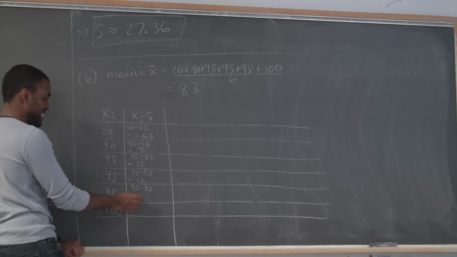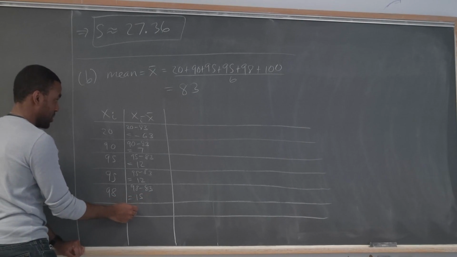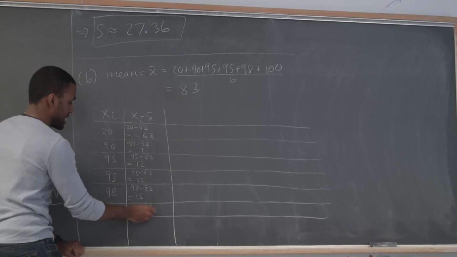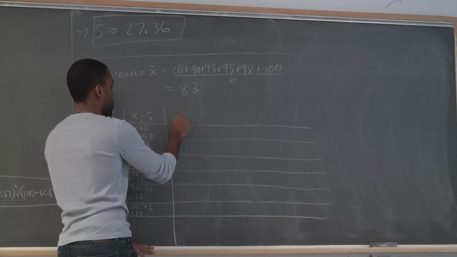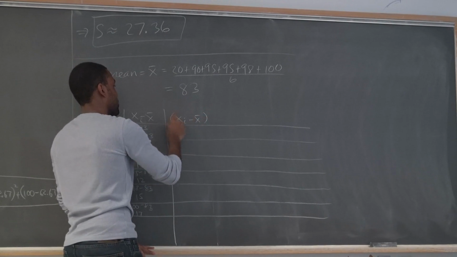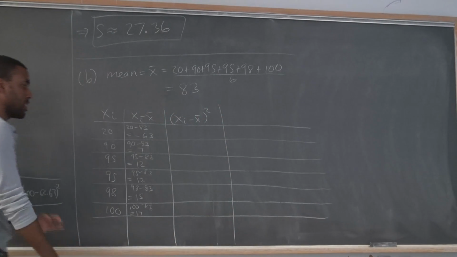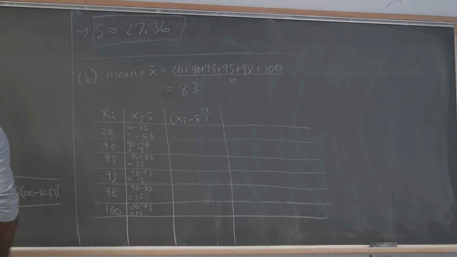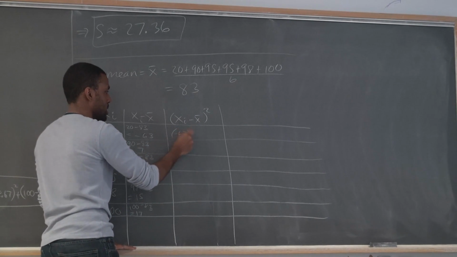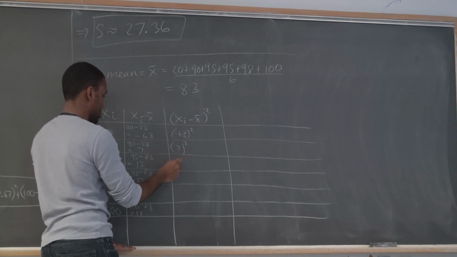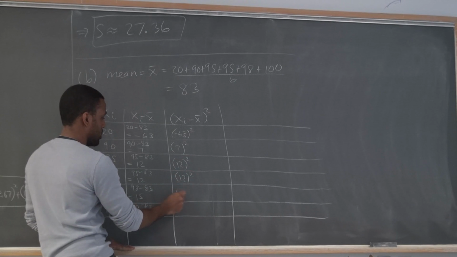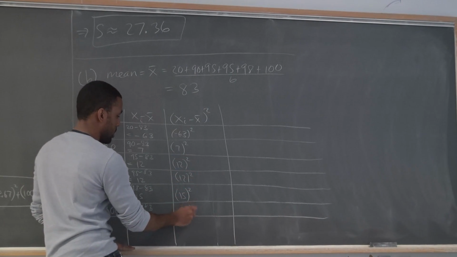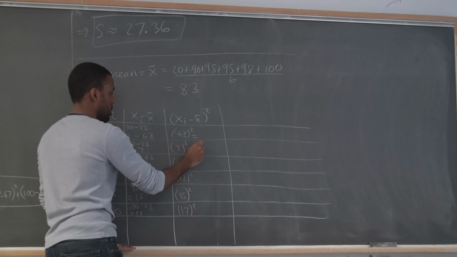98 minus 83, 15. And then we do 100 minus 83, 17. And then we do the next step in the formula, which is to square everybody. So in a lot of textbooks, you'll see this table. This is where they're getting it from. They're just breaking down that big formula into nice, manageable chunks. So basically, they're going to square this: minus 63 squared, 7 squared, 12 squared, 12 squared, 15 squared, 17 squared. And they're going to get numbers.